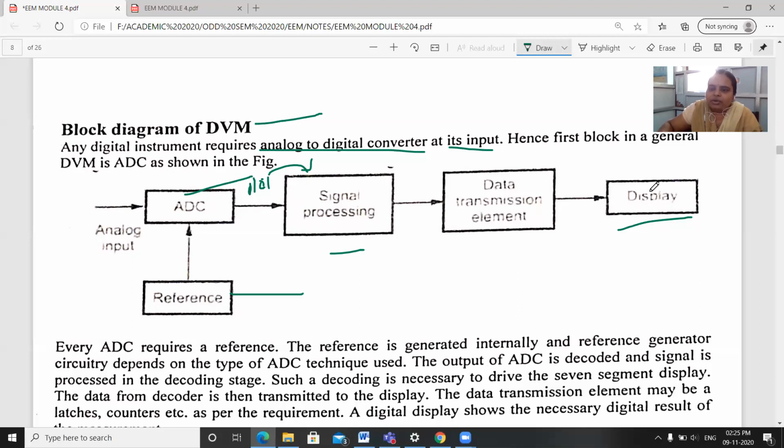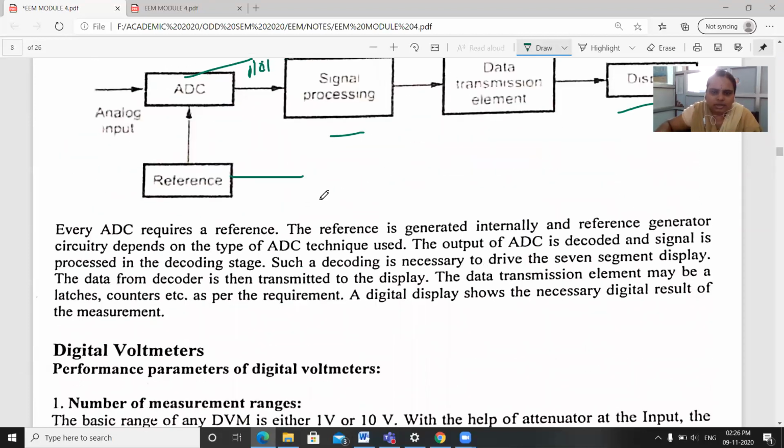After this, we use displays, such as an LCD, whichever you want, for displaying purposes. That display operation is done. This is how the working is done in a digital voltmeter. Next, we read this theory. Every ADC requires a reference. The reference is generated internally. This is an internal operation, okay?